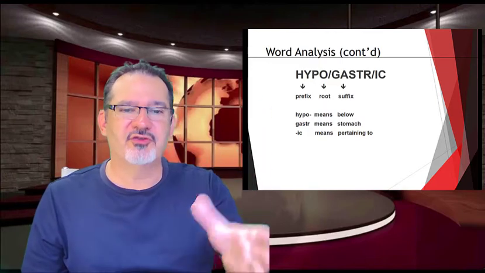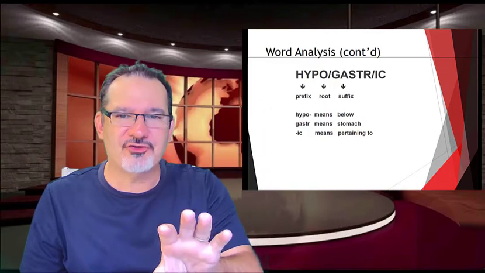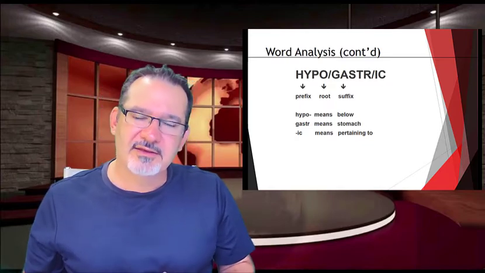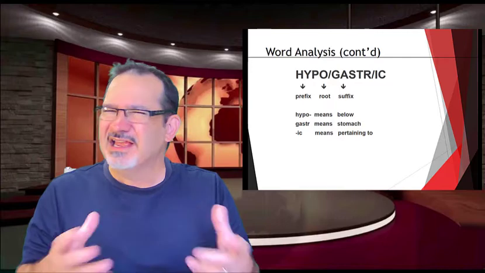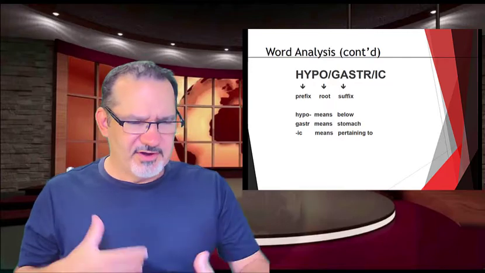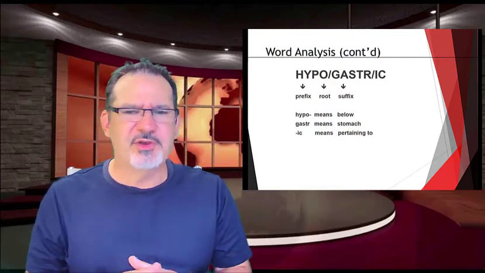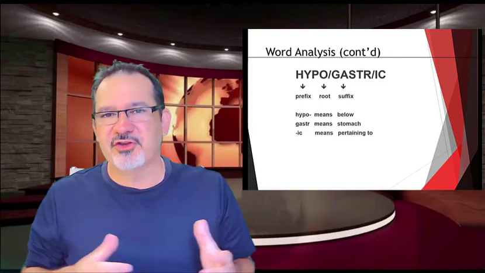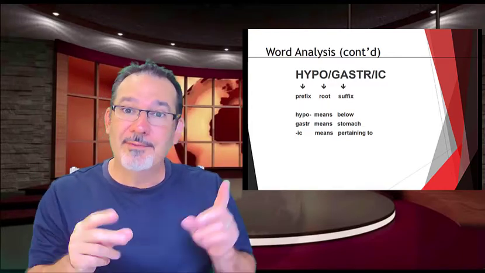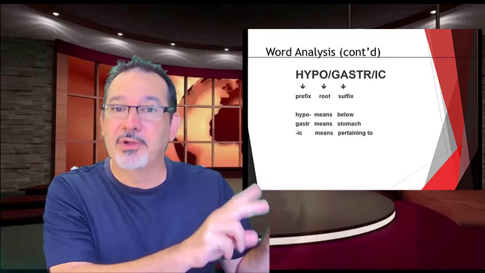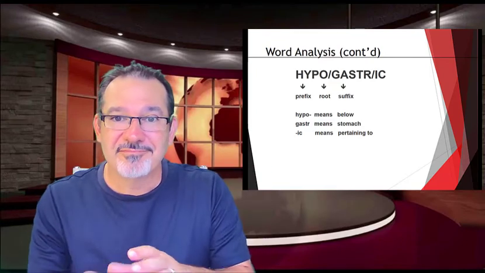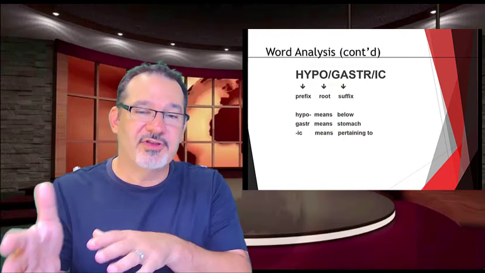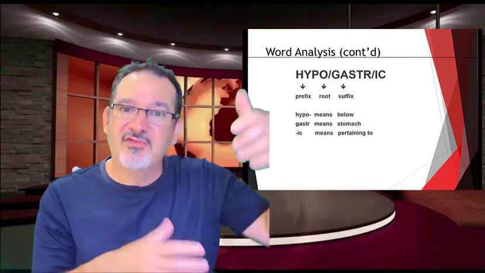So in this one, hypogastric, gastro is pertaining to stomach. And then the IC, a non-specific, very general term, means pertaining to. So hypogastric basically means pertaining to a region below the stomach. Hypergastric would be the opposite, pertaining to a region above the stomach.